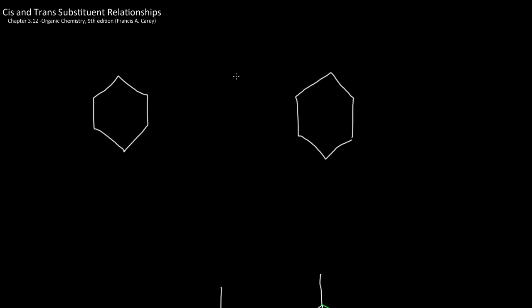Cis and trans are going to be words that you're going to hear often throughout organic chemistry, and they're used to describe the relationship between two normally identical groups on a compound to say, are they both pointing in the same direction, or are they both pointing in opposite directions?